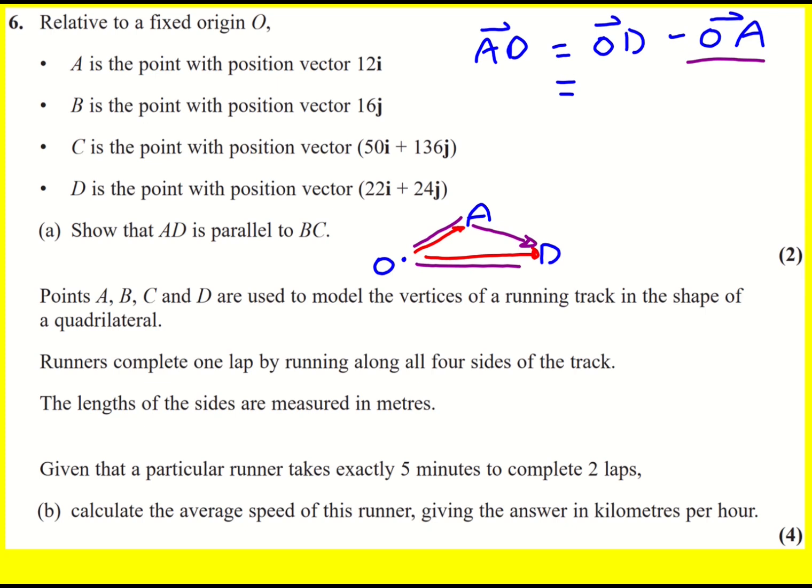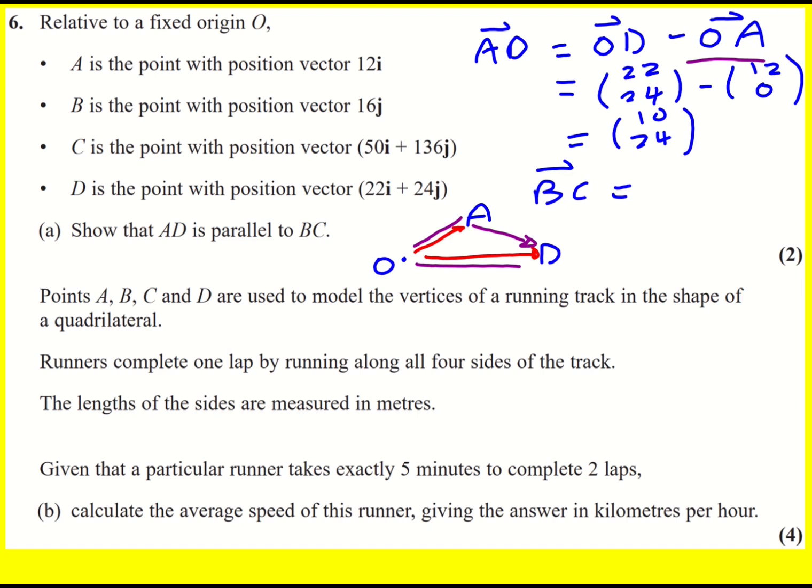I quite like to write them in column form. I just find it a little bit easier. So I'm going to go ahead and do that. (22, 24) minus (12, 0), which gives (10, 24). And then we can do the same for BC. It's going to be OC, (50, 136), minus OB. This time it's a j, so there's no i, but there is a j term, which is going to give (50, 120).